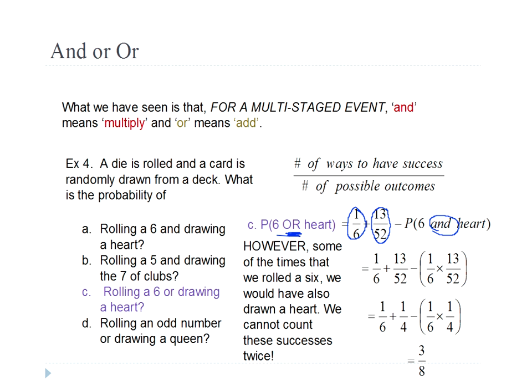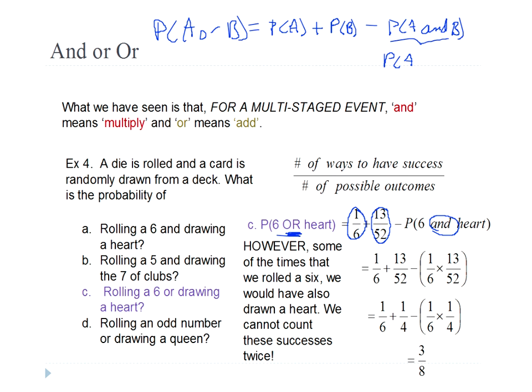In general, the equation that we have is P(A or B) equals the probability of A plus, because it's the word or, the probability of B. But we have to subtract the times that they happen twice. And this is usually found P(A) times P(B). Now I say usually, this is when you have a multi-staged event. That's how you would find it.